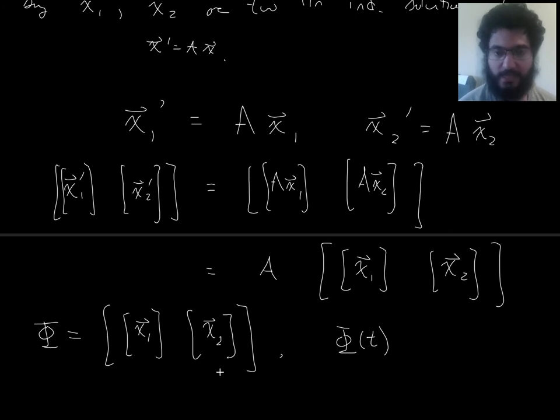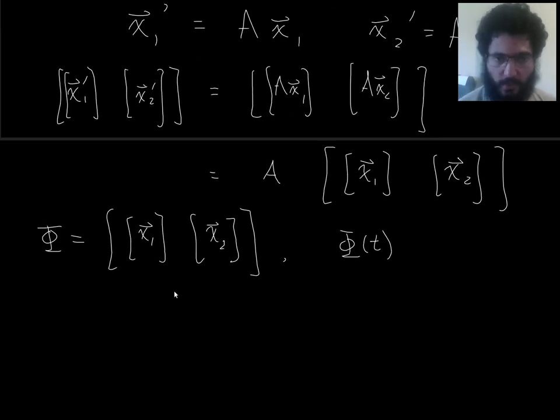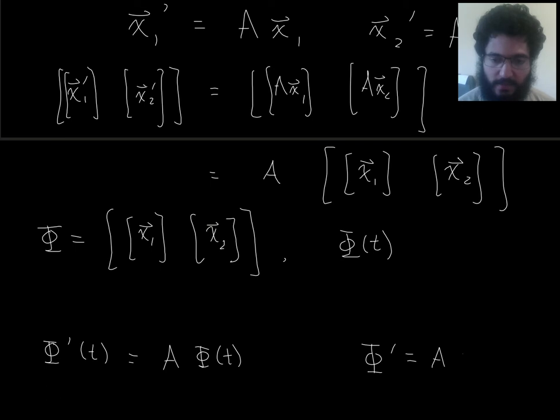So if n is 2, if we're looking at 2x2 systems, then phi of t, our fundamental matrix, consists of 4 entries, which are functions of time. And what we're observing here is that phi prime of t, which is take the derivative of all 4 entries, so that's the left-hand side here, equals A phi of t. And I'm going to drop the of t just to make it easier to write. So phi prime is A phi, and just remember that phi depends on time.